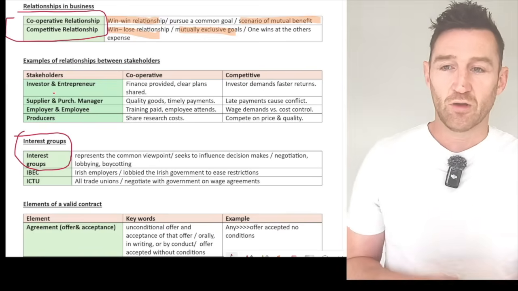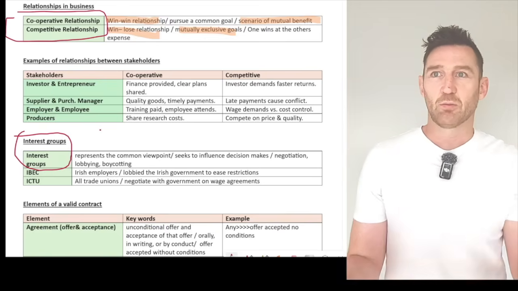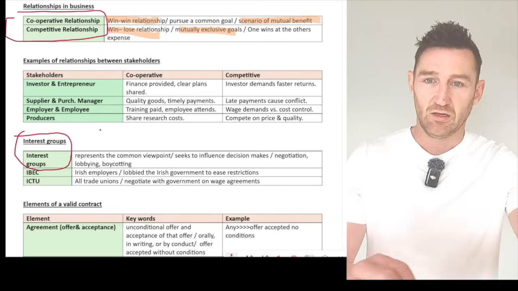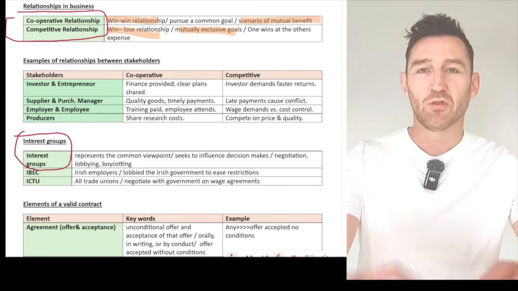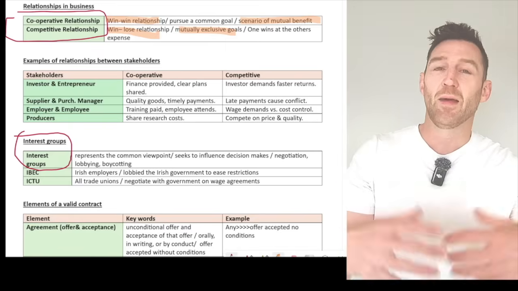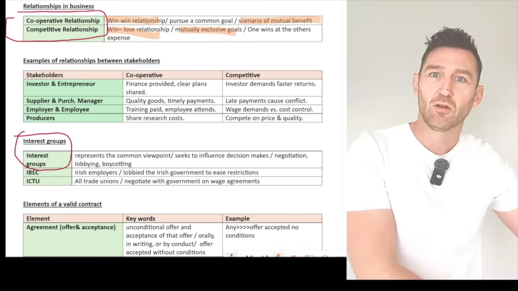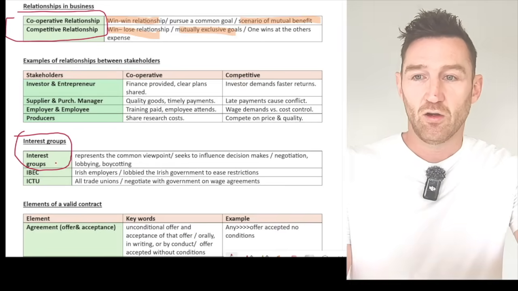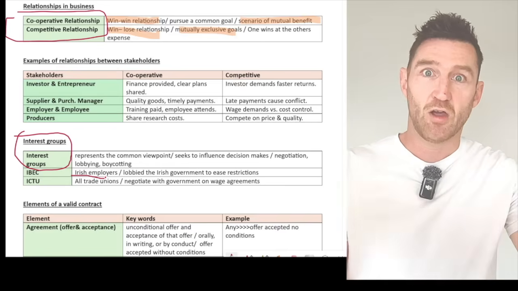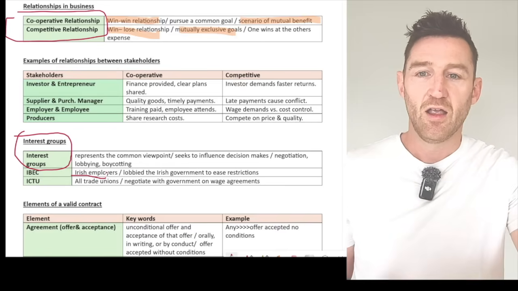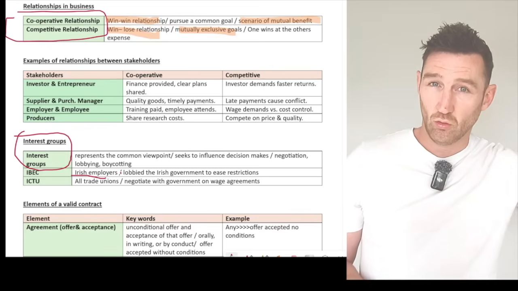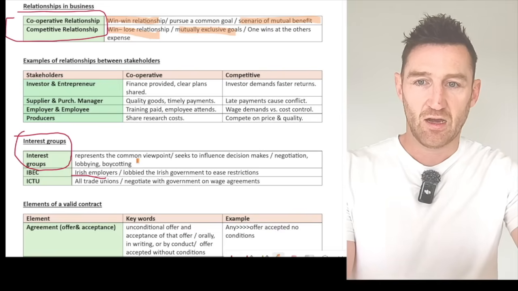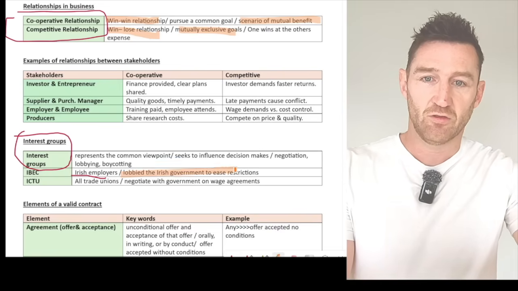And then an important thing there, if you are explaining the role of an interest group, the way the marking scheme works is you need to say who they represent, but you also need to state their methodology of representing whoever it is. To give you an example, let's say you're talking about IBEC. You would say they represent Irish employers, so it's the Irish Employers Confederation. And then for the methodology, if you look here, it says they lobbied the Irish government to ease restrictions during COVID.